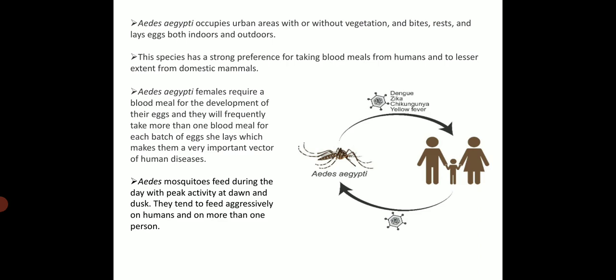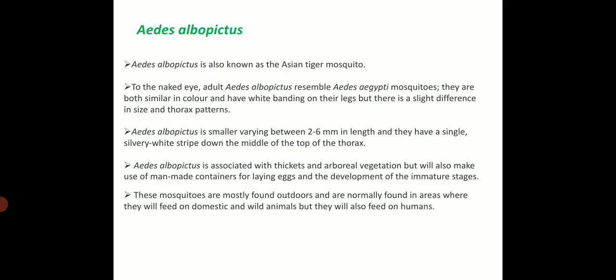Aedes mosquitoes feed during the day, with a peak activity at dawn and dusk. They tend to feed aggressively on humans and on more than one person. Here is the picture showing exactly how the viruses are transmitted from the mosquito to humans, causing the diseases dengue, Zika, chikungunya and yellow fever.